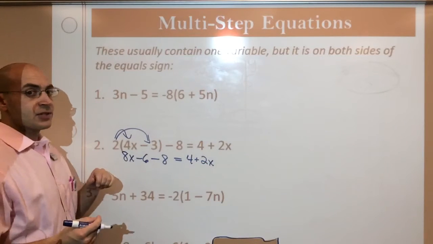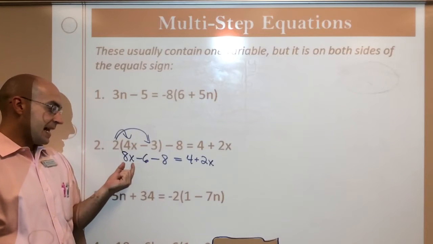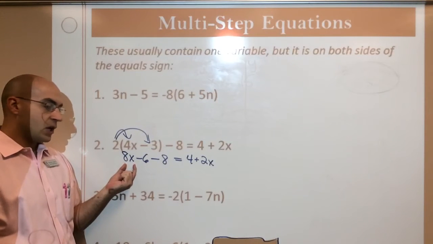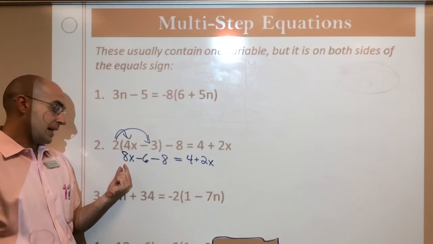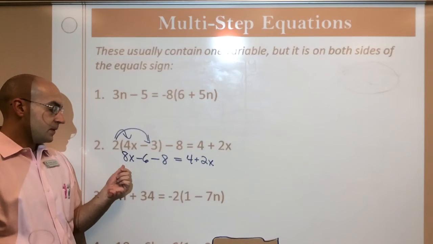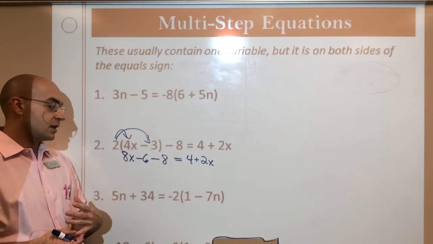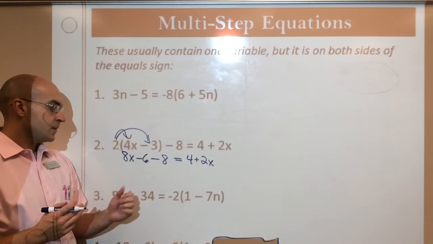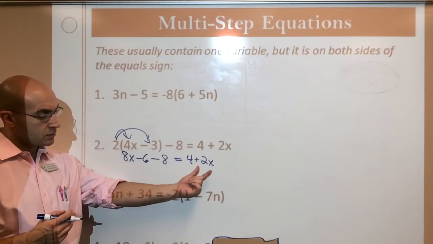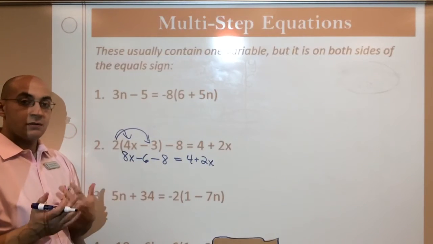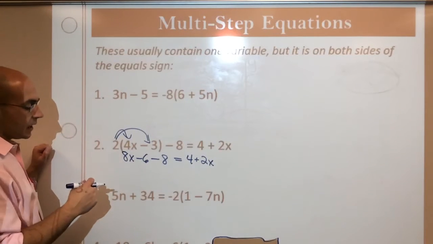Now, just stop for a second. 8x is a term. We call these terms. 8x is a term because they're next to each other. Now, the coefficient is the number that's in front of the variable. So 8. Now, negative 6, negative 8, and 4, they're constants, because they're just integers by themselves. So coefficient, constant, term. Just so you get your stuff right.